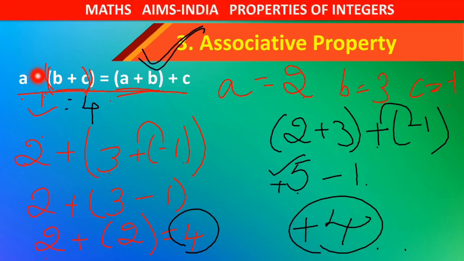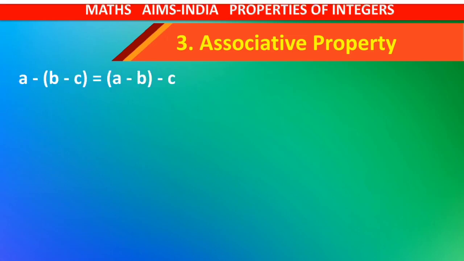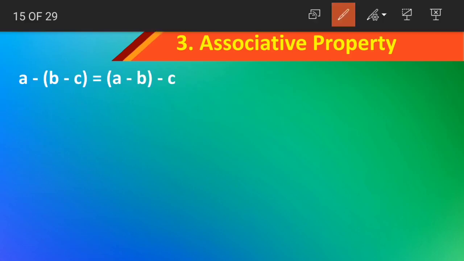A plus of b plus c is equal to a plus b brackets close plus c. Even though we changed the groups, the result is same. Moving to the next operation, which is subtraction. Again, let us take the same examples. A is equal to 2, b is equal to 3, c is equal to minus 1.